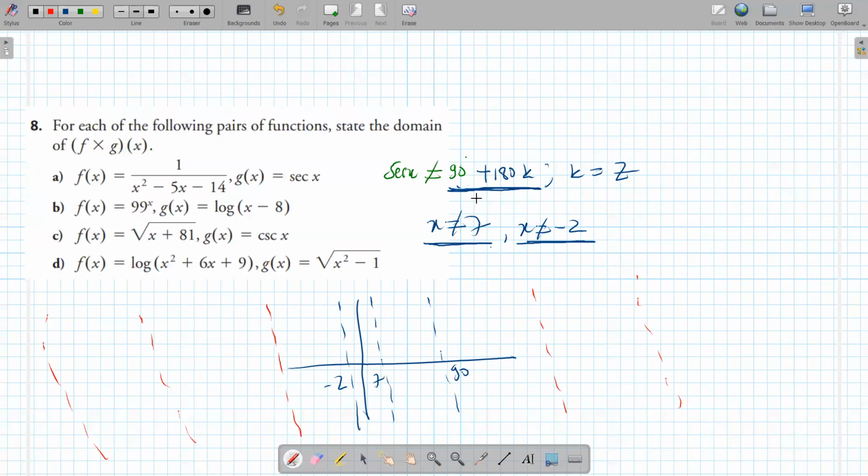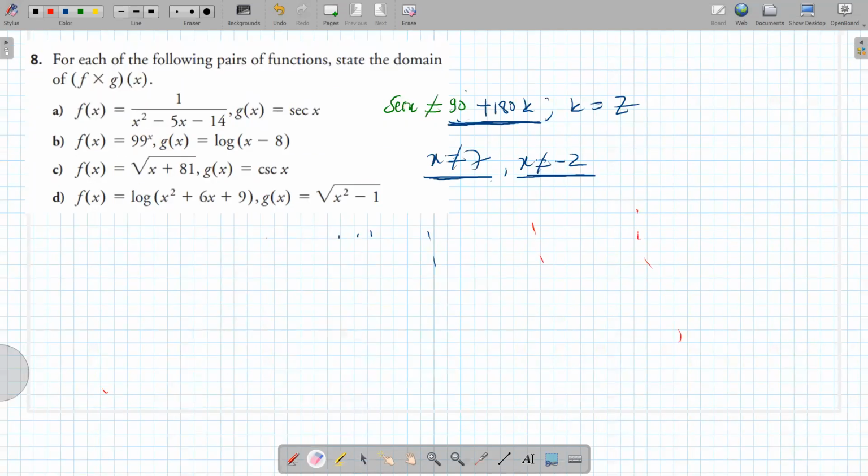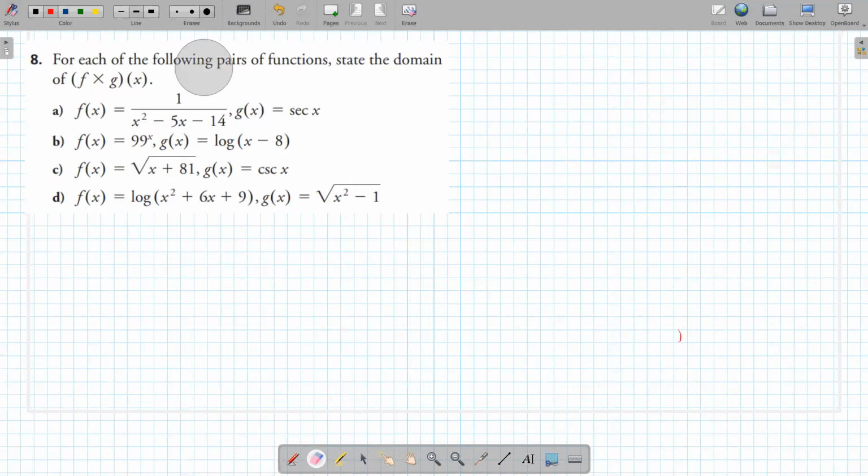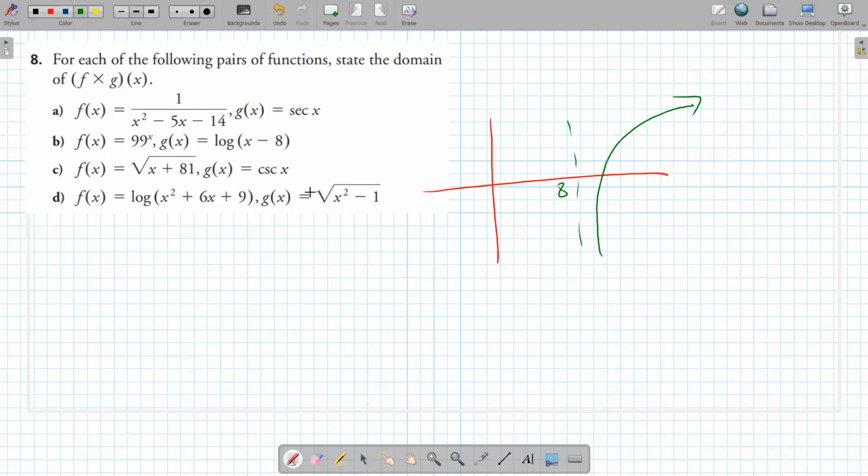It's going to exist everywhere except at these points. B is a little bit easier because the exponential function is valid everywhere. What about the log function, that -8? Does it move it to the left or to the right? To the right is correct. So log of x minus 8 at 8, it's going to look something like this.